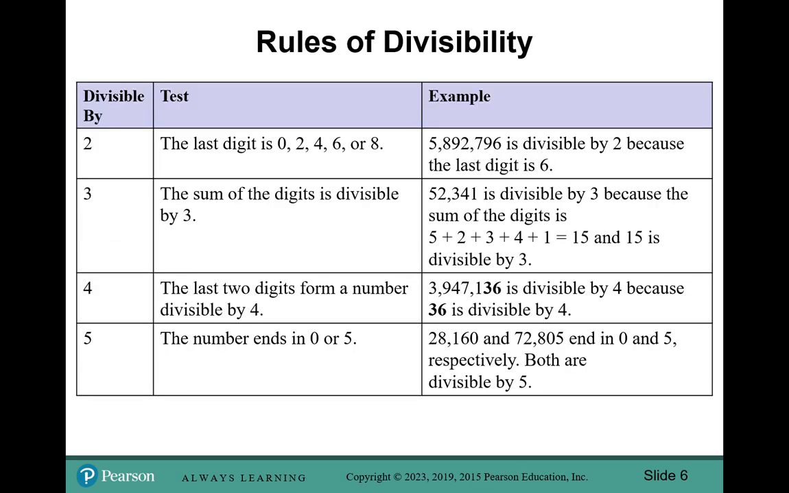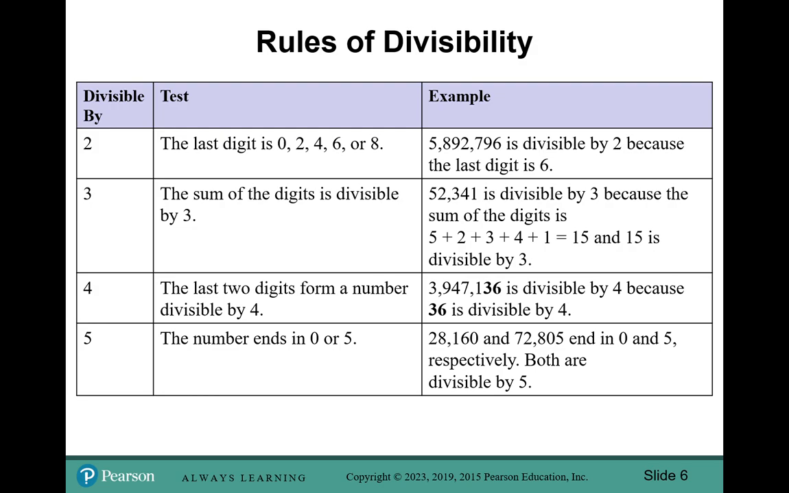Now we have some rules of divisibility. Let's look at divisible by 2. In order for something to be divisible by 2, we can test it. The test is: is the last digit 0, 2, 4, 6, or 8? If so, then that number is going to be divisible by 2. So, 5,892,796 is divisible by 2 because the last digit is 6. All even numbers are divisible by 2.